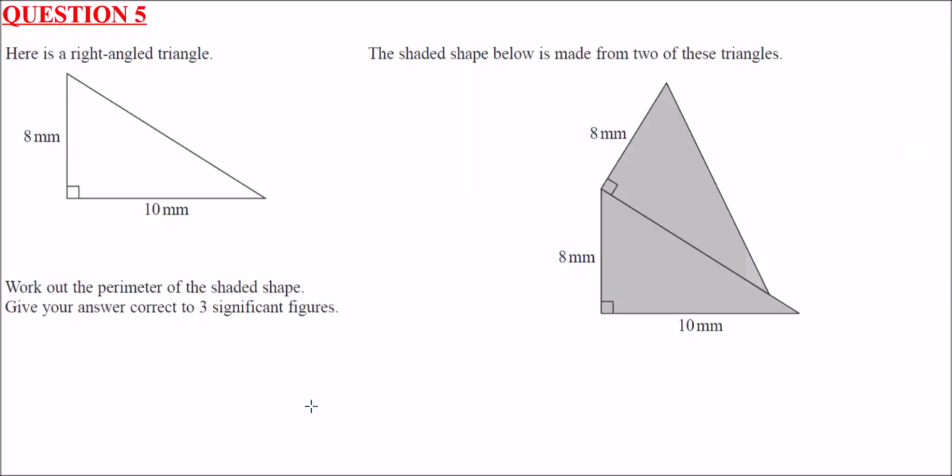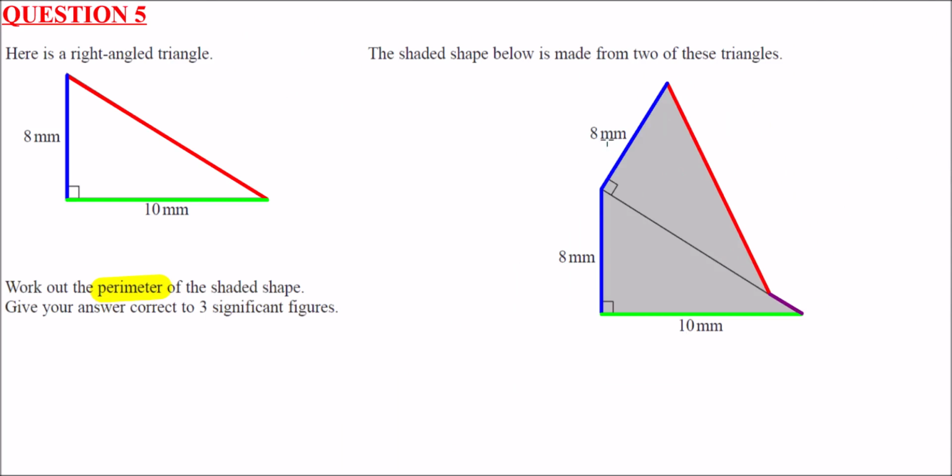Question 5. We've got a right angled triangle like so, and then 2 of these triangles have been put together to make a shape like so. We need to work out the perimeter of this shaded shape, giving our answer correct to 3 significant figures. So this should say to you almost straight away it's a Pythagoras question. This is a right angled triangle. We know 2 sides and don't know the third. So we can find out the length of this hypotenuse in order to find the perimeter of this shape here.